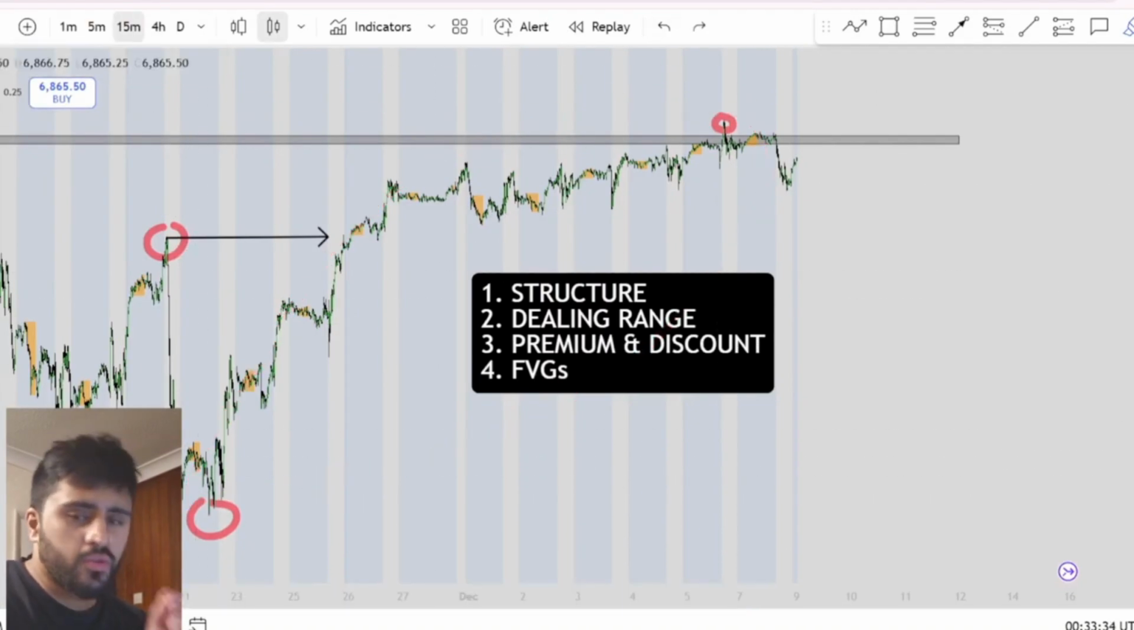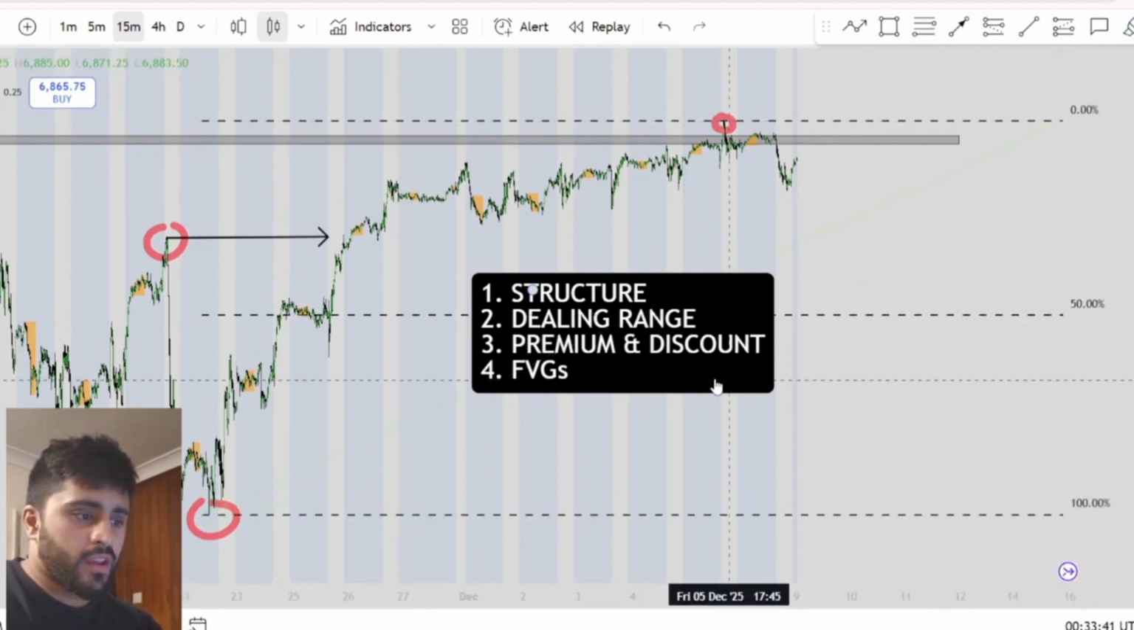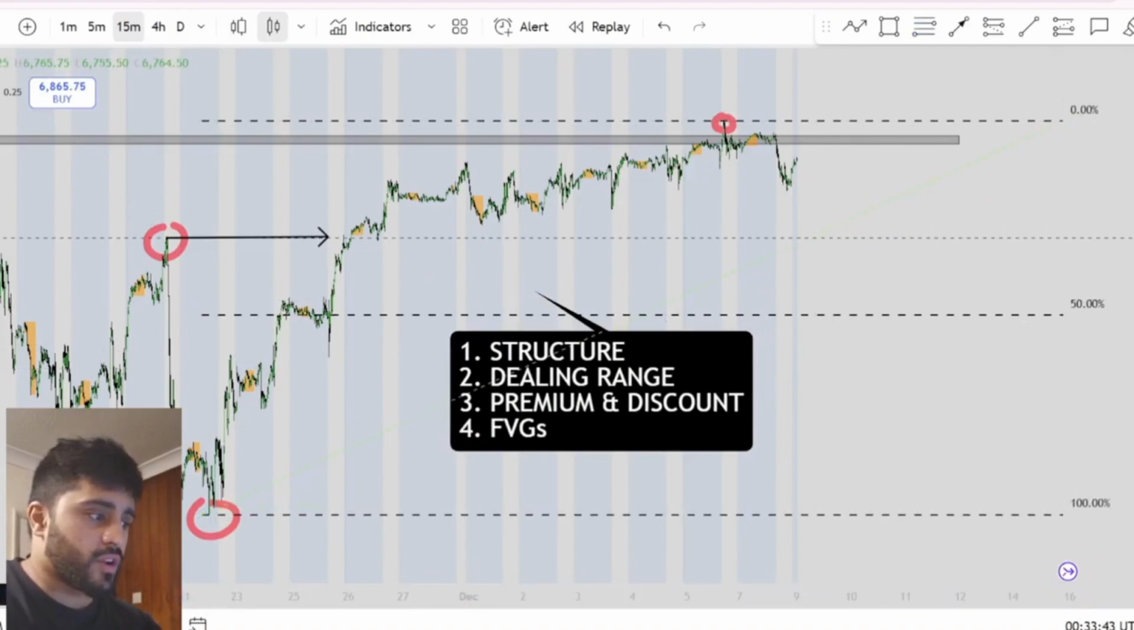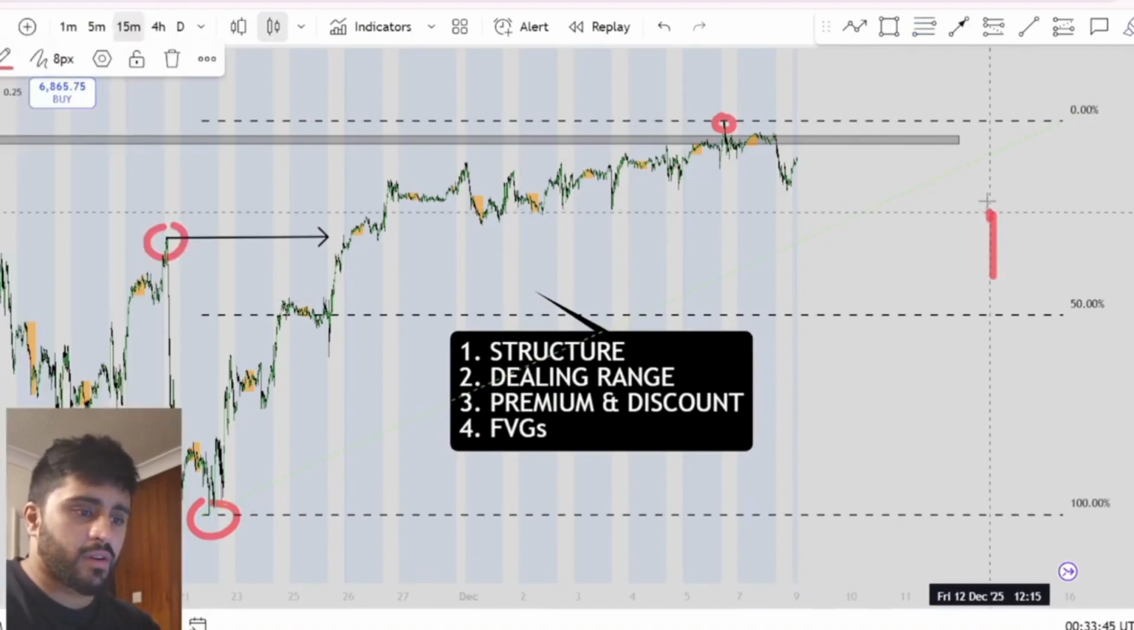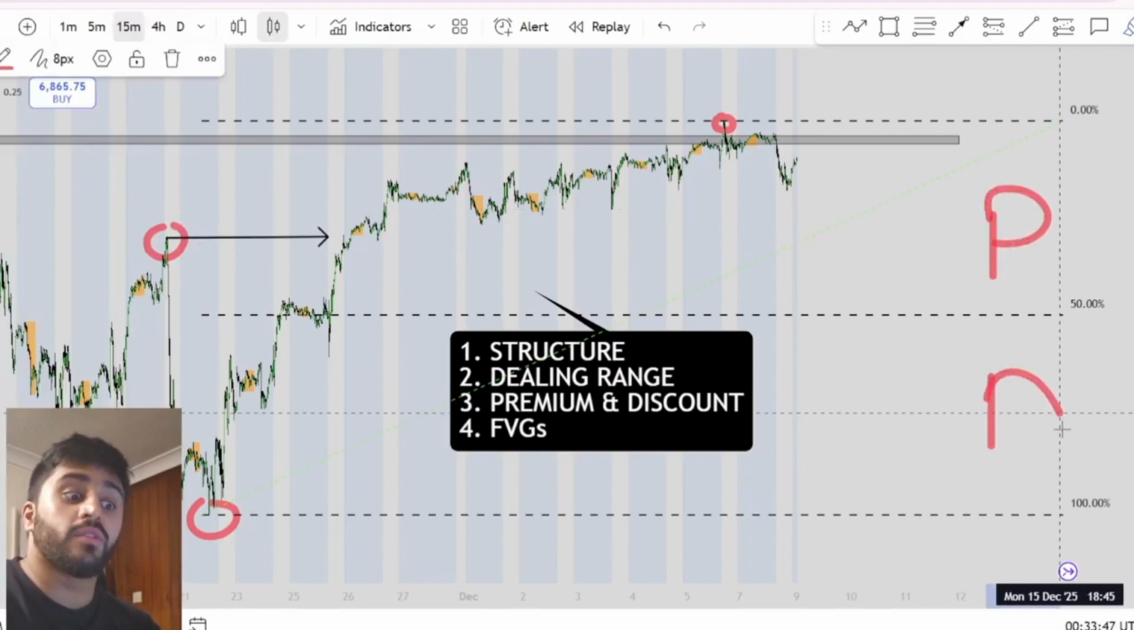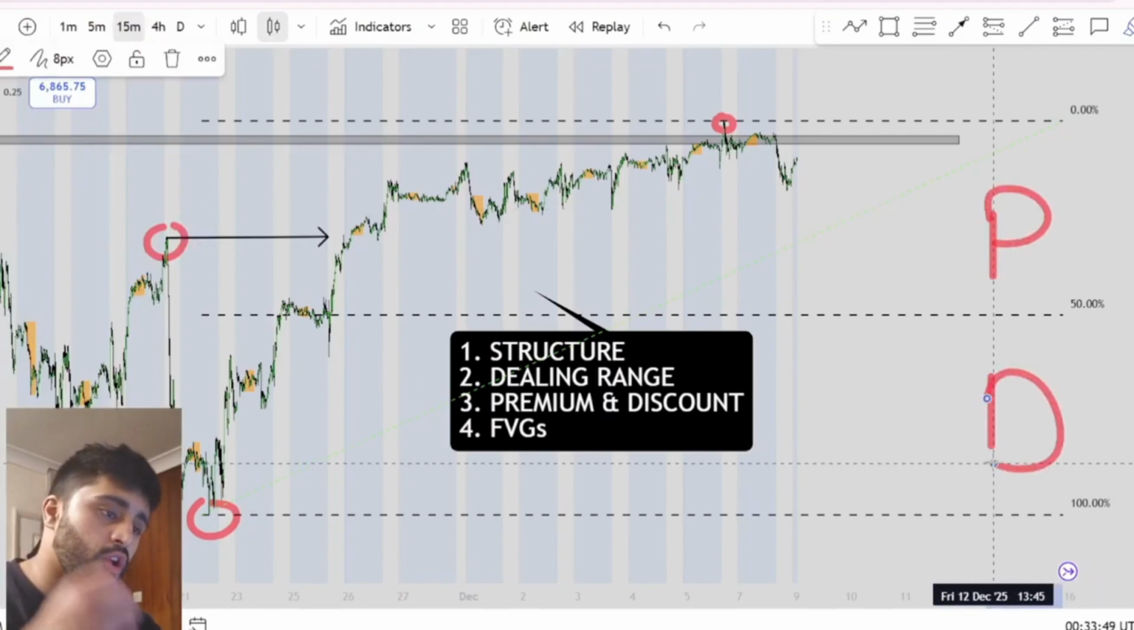And how we use the dealing range is by projecting the fib. This is also step 3, from the low to the high. So what we have here is 2 specific zones, right? We have the 50% area. Anything above that becomes a premium. Anything below that becomes a discount. So these are the 2 critical regions that we want to focus on in our trading.